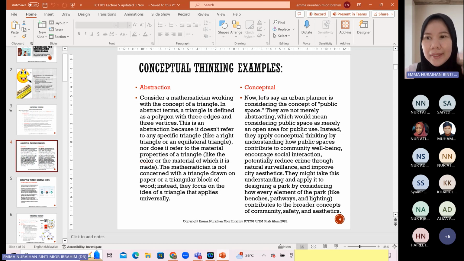Abstract, you abstract things. Even abstract in art is subjective. It is subjective, it doesn't go specific. So it depends on how you decipher it as the one who views it.